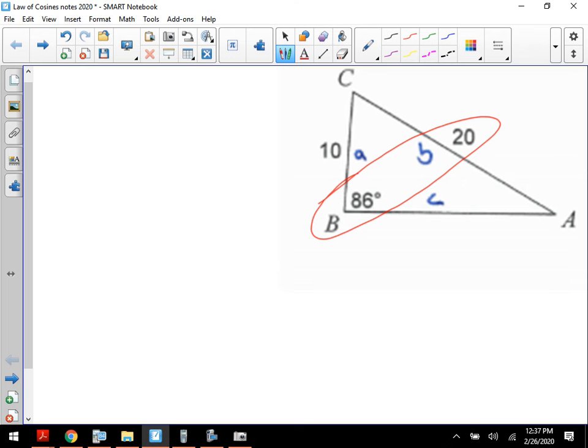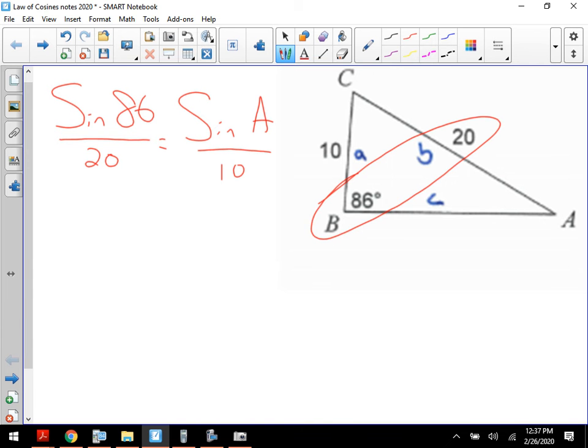So what we do is we write it out like we did yesterday. Sine of 86 is to side of 20. Sine of A then is to 10. When you're solving these things through, this now means you have to basically get the sine value by itself. So you have to multiply by the 10 and write it out. So you'll have 10 sine of 86 divided by 20 will give you the sine of A.